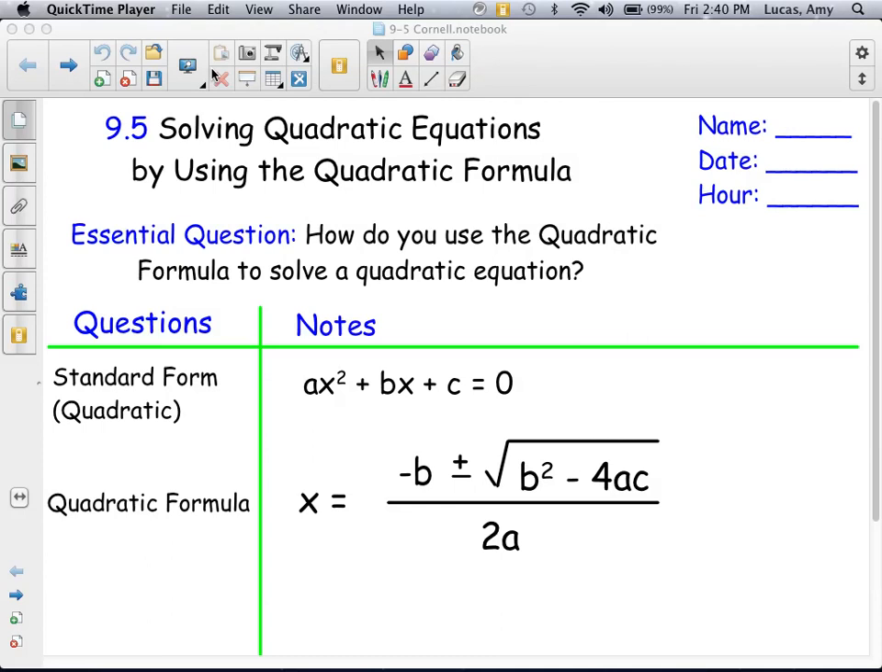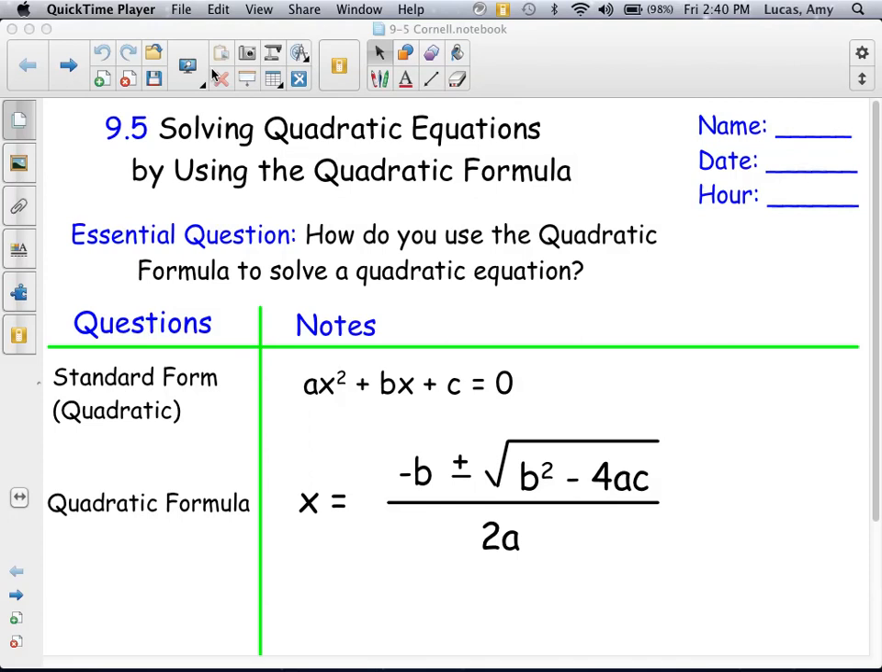In Chapter 8, we learned how to solve quadratics by factoring, and sometimes we found out that we couldn't factor them, so we called them prime. The quadratic formula is something that always works to solve a quadratic. So that's why it's really important to have more than one method to solving quadratics.